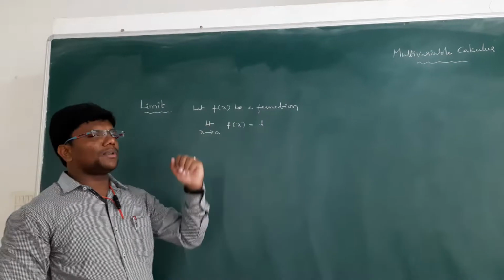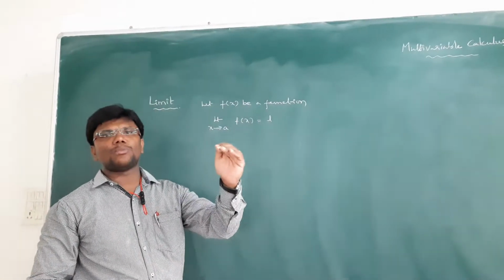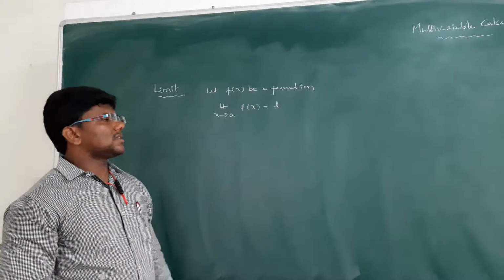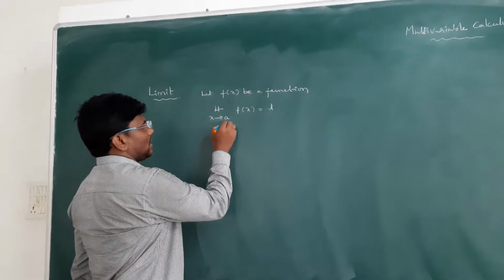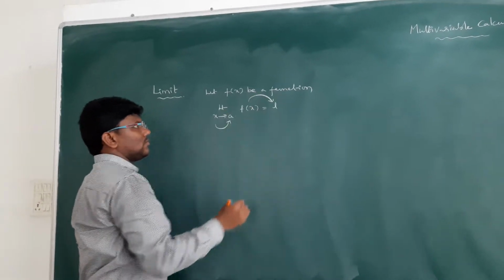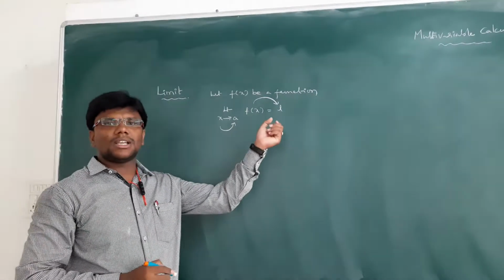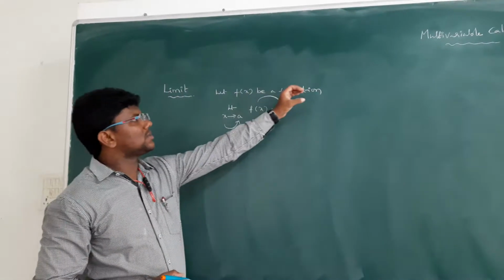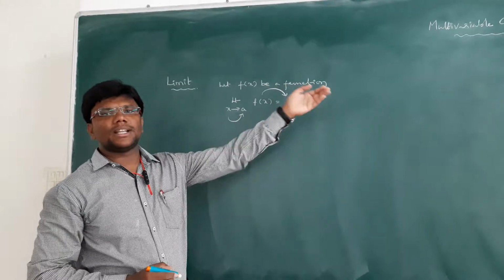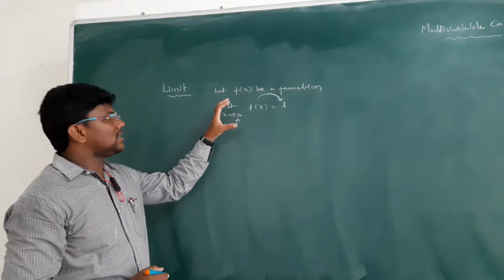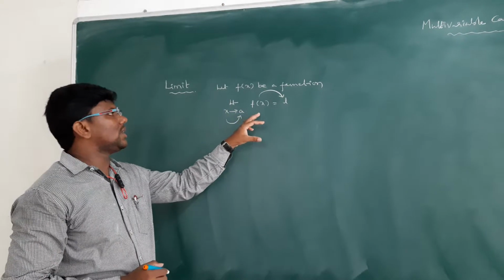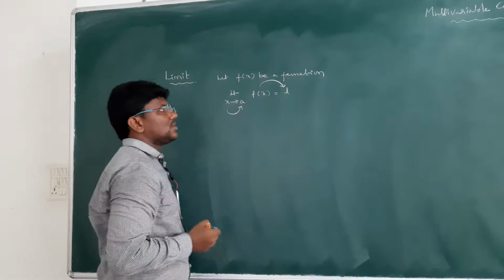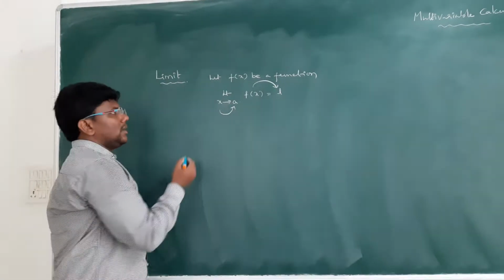Let f of x be a function. Find the limit of the function at the point x is equal to a. When x is tending to a, f of x is tending to a value, and that value is called the limit of the function. It is denoted by L. This can be written in the general form as limit x tends to a, f of x is equal to L. When x approaches a, f of x approaches L. L is said to be the limit.